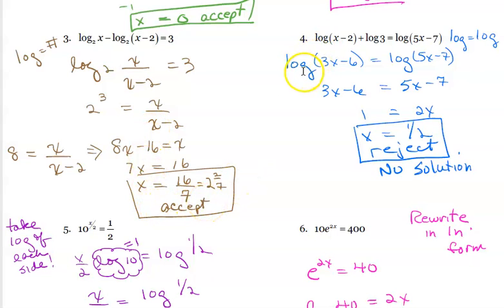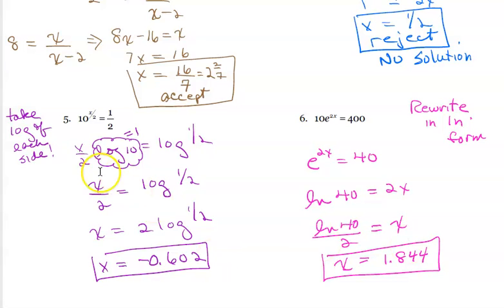Okay, number 4 is a log equal log situation. So undo the product property and multiply 3 times x minus 2. You get 3x minus 6 as your argument. And then on the other side, you've got the 5x minus 7. Set those two arguments equal, and when you do that, isolate your x. You get x equals 1/2. And look, if I plug in 1/2 here or here, everything goes negative, and I can't do that. So there's actually no solution to this problem because I've got to reject my answer.